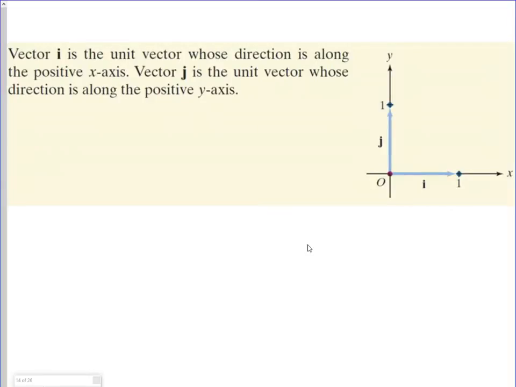So when we talk about I, we're talking about the value on X. When we talk about J, we're talking about the value on Y. I shouldn't use I, because when I see the I, it makes me think of the square root of -1.